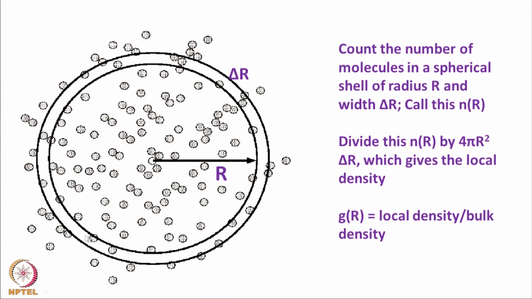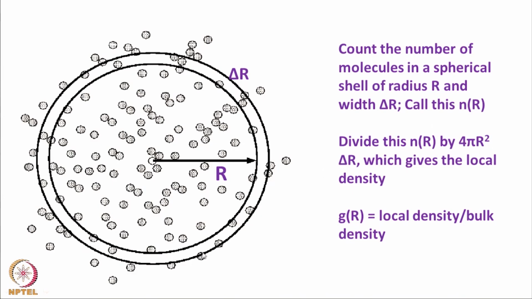What is the volume of that spherical shell? Volume would be area multiplied by this delta r. So, what is the area of this sphere? 4 pi r square. So, 4 pi r square is the area of this sphere. To that I multiply this delta r, and that gives me the volume of this shell. 4 pi r square into delta r is the volume of that shell.